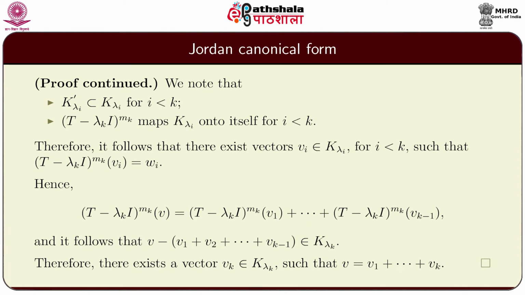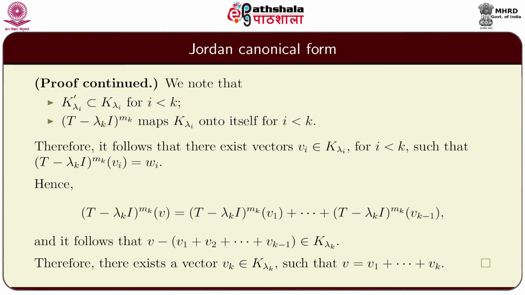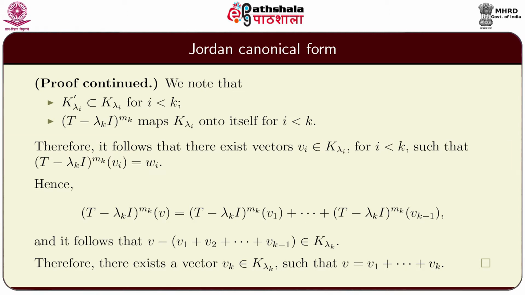We note that K_λi' is contained in K_λi for i less than k, and (T − λk I)^mk maps K_λi onto itself for i less than k. Therefore, it follows that there exist vectors vi in K_λi for i less than k such that (T − λk I)^mk of vi is equal to wi.